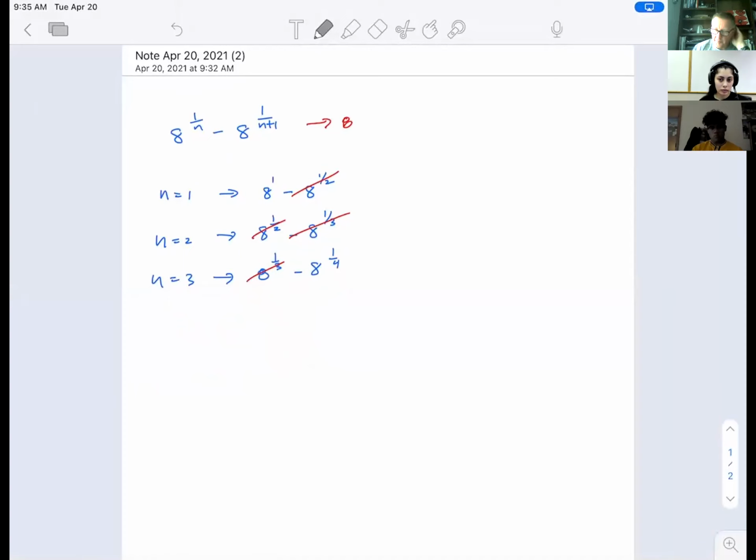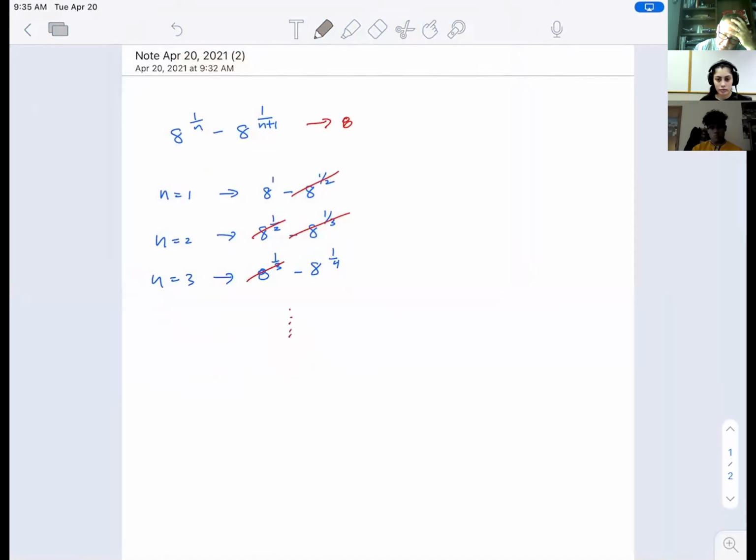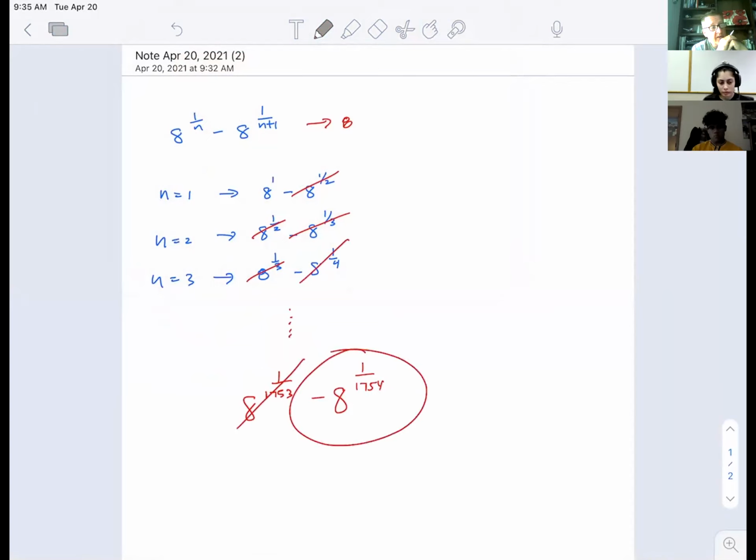So in my little example right there, does it make sense if I said dot, dot, dot here? You'd have 8 to the 1 over 1753 minus 8 to the 1 over 1754. And those would have canceled out. In other words, this one's still sitting there. Does that make sense? And so you're exactly right.